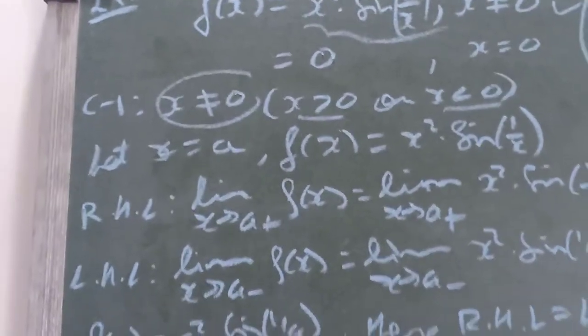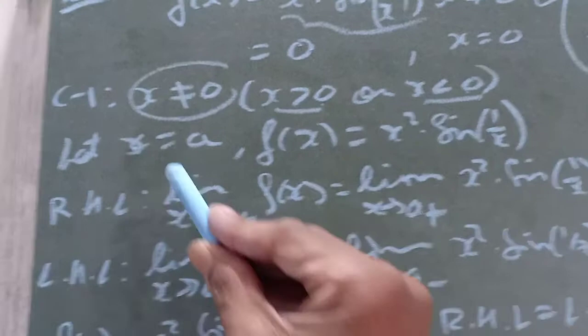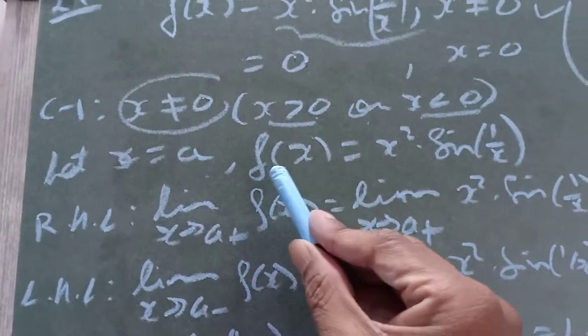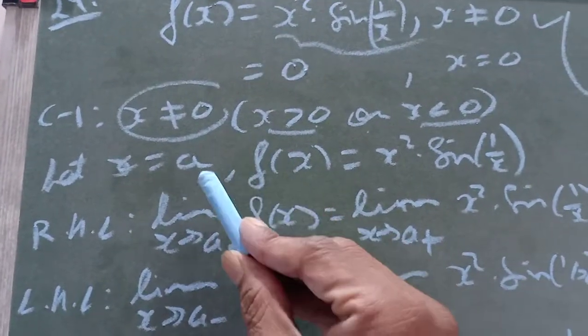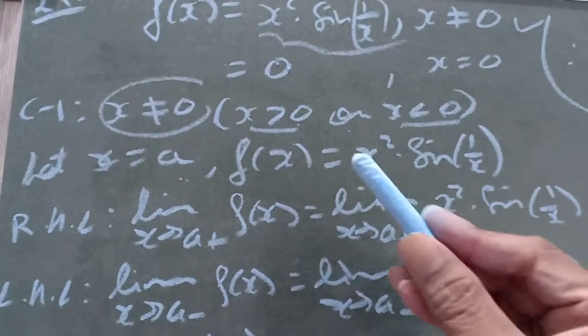So case 1: when x is not equal to 0, that is, when x is greater than 0 or x is less than 0. Let x equal a. We are just assuming x equals a. Either a may be less than 0, say minus 1, or x is greater than 0, say 1. In your mind we can think of it that way.